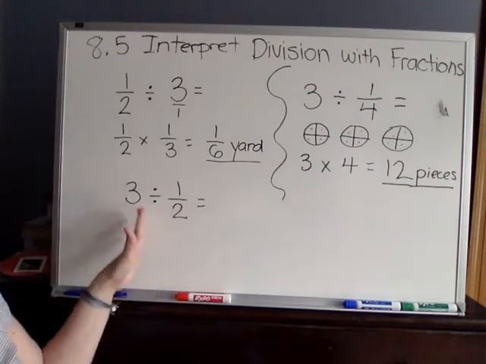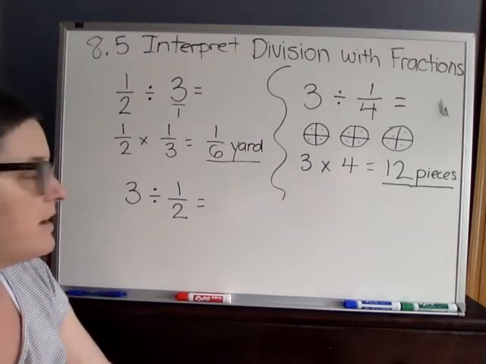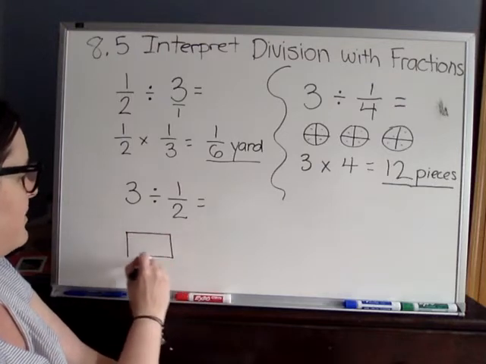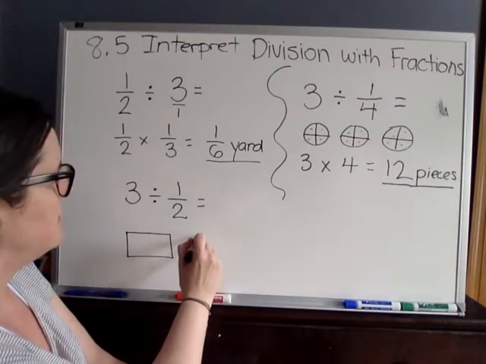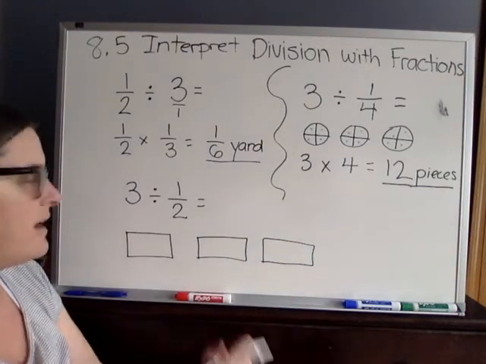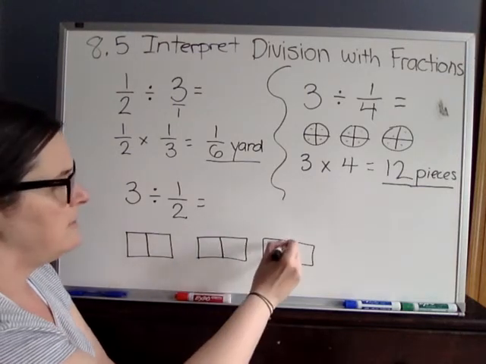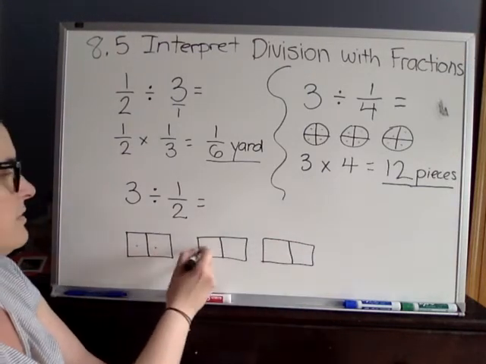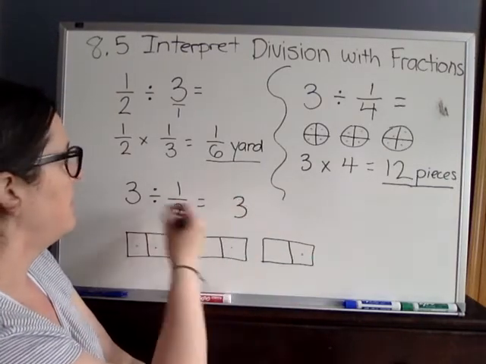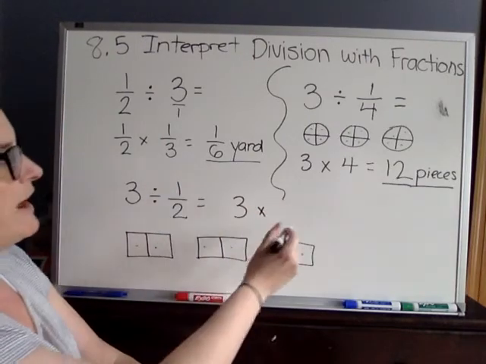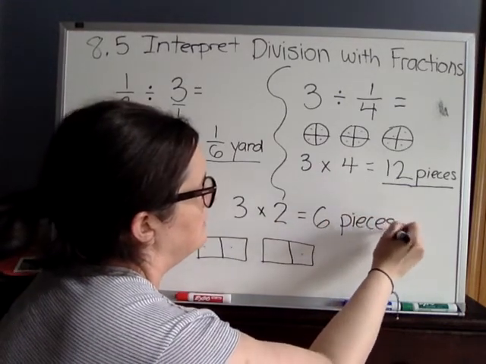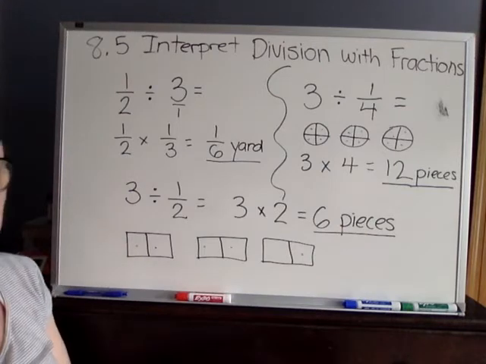So if I'm looking at 3 and dividing that by 1/2, I can think about making sandwiches, because I do that every day for my children for lunch. So I have 3 sandwiches, and I'm going to cut them in half. And how many pieces do I end up with? 1, 2, 3, 4, 5, 6. And I know that if I do my math out for that one, so 3, and I'm going to multiply and flip my fraction to get 2. And I know I have 6 pieces as my final answer.